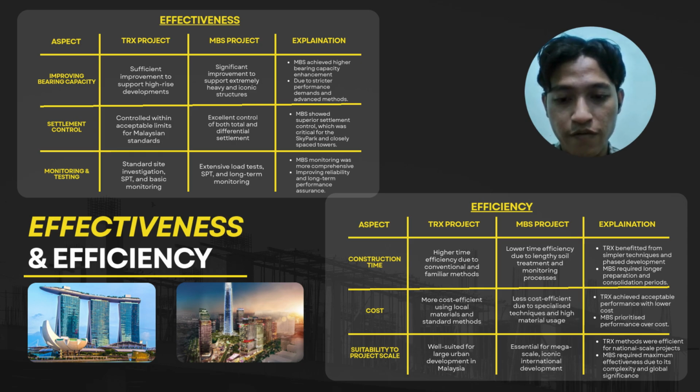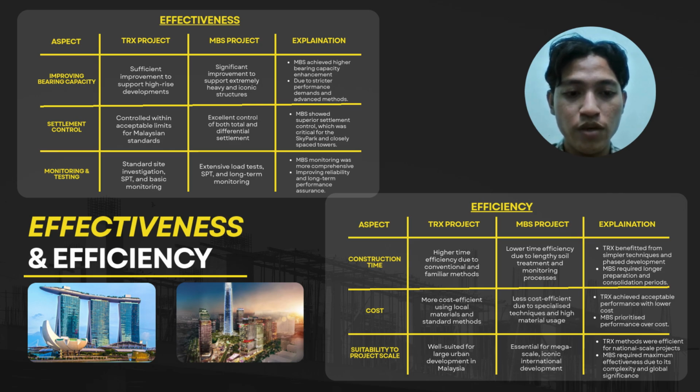Now I will explain the effectiveness and efficiency. For the TRX project, ground improvement focused on efficiency, cost, and suitability for large urban development in Malaysia. Deep soil mixing was used to improve deep soft soil and silt by mixing cement slurry with in-situ soil, increasing bearing capacity and reducing excessive settlement while protecting nearby structures.